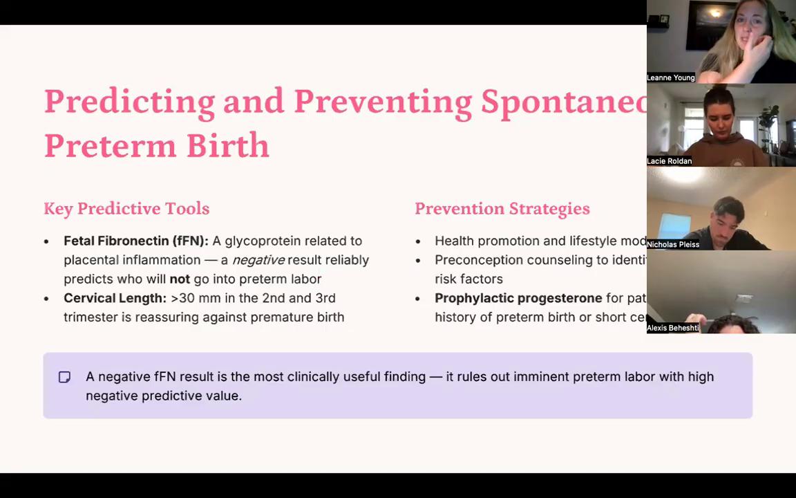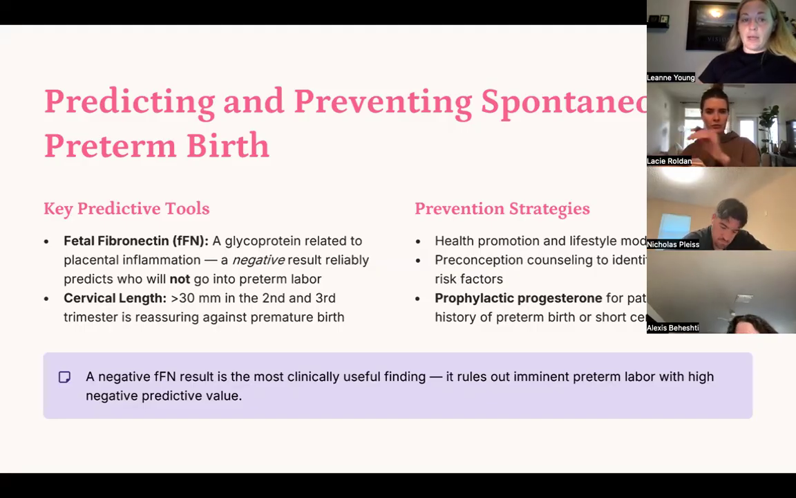All right, how do we predict and how do we prevent spontaneous preterm birth? As far as diagnostic testing, a fetal fibronectin and a cervical length are the two most commonly used and most reliable indicators of preterm delivery and preterm birth. So what is a fetal fibronectin? It's a glycoprotein related to placental inflammation. It's a swab.